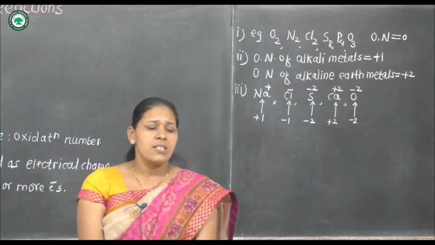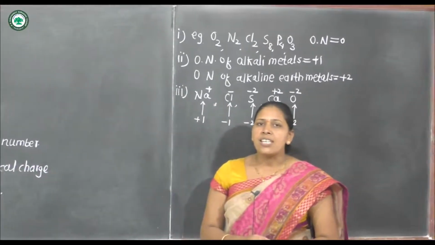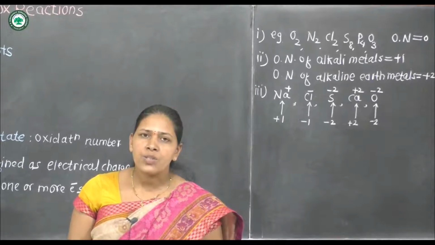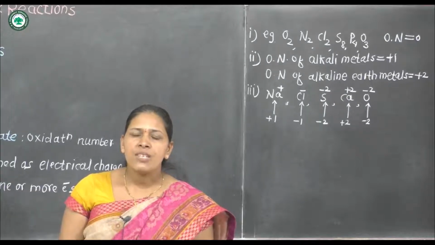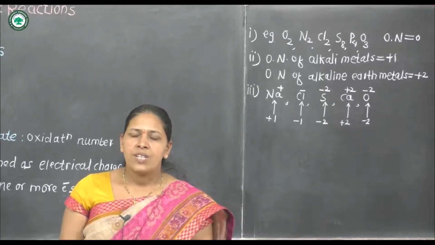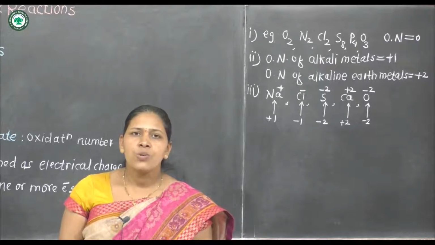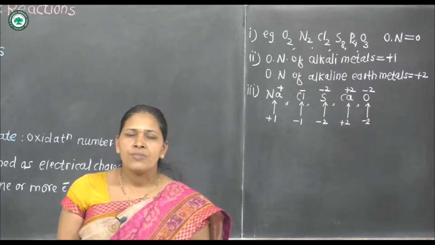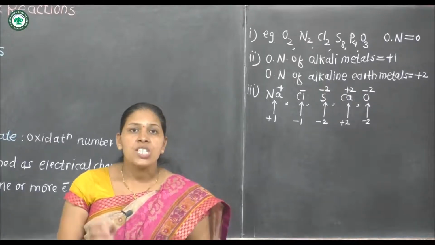Then the next rule is the oxidation number of oxygen. The oxidation number of oxygen is generally -2. The fourth rule: the oxidation number of oxygen is generally -2 except in peroxide. What is meant by peroxide? Compounds in which an oxygen-oxygen linkage is present are called peroxides. What is the fourth rule? The oxidation number of oxygen is generally -2, except in peroxide it is -1. And another exception: in oxygen difluoride, the oxidation number of oxygen is +2.